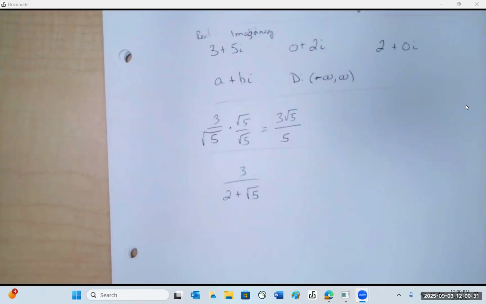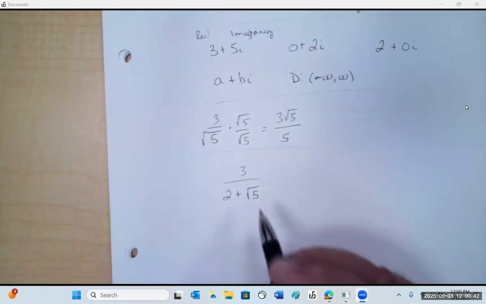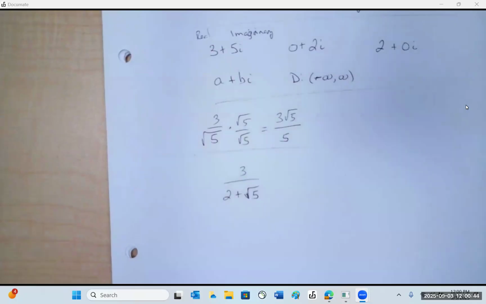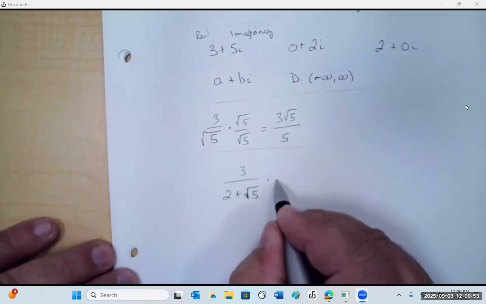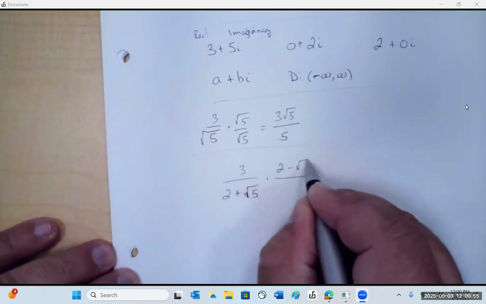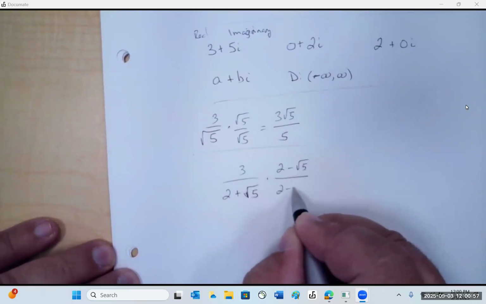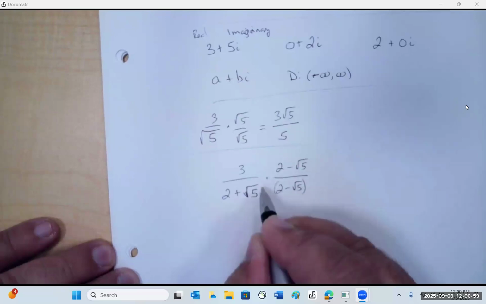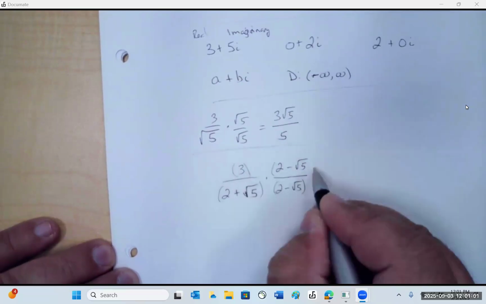Now things got complicated because what if we had an equation on the bottom? This is the same thing. This is a complex number. It follows the same rules. We cannot have a radical on the bottom. So how do we get rid of it? You would multiply the top and bottom by 2 minus radical 5. And then we want a difference of squares.